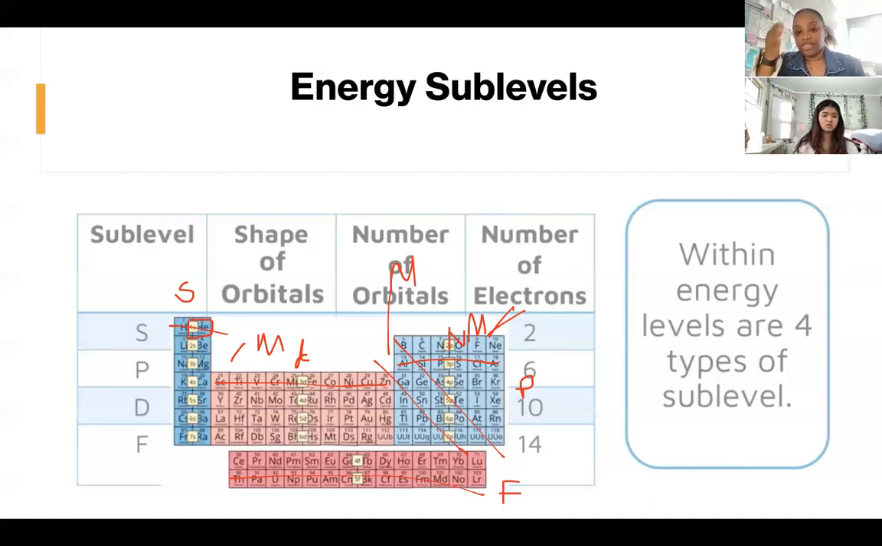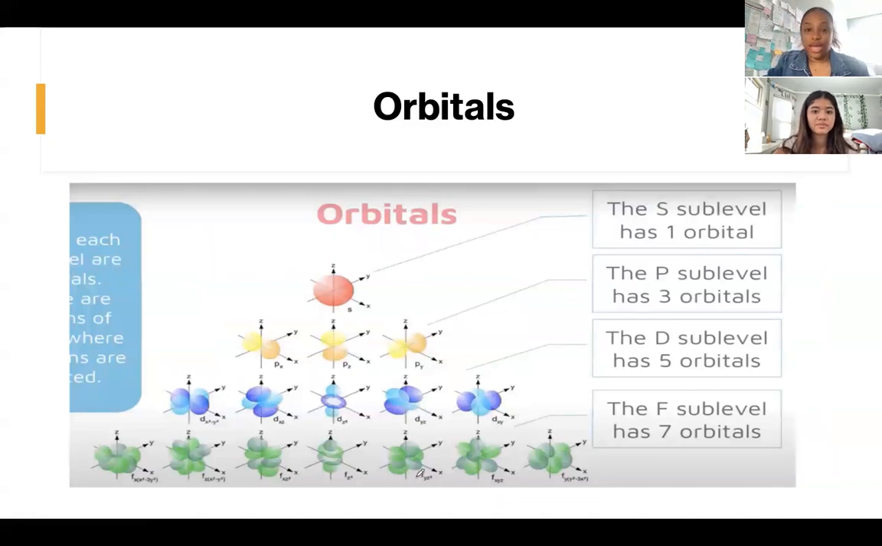Again, when you're thinking about this stuff, if you know the number of orbitals, you know the number of electrons. If you know the number of electrons, you know what sublevels you're in. Does that make sense? Okay. Now, I know you asked about this last week, so we're going to talk about it. This slide is just showing you the different types of orbitals that are present within sublevels, your S, your P, your D, your F.